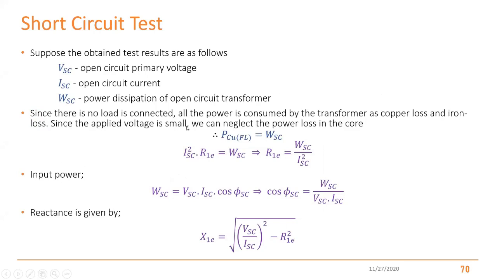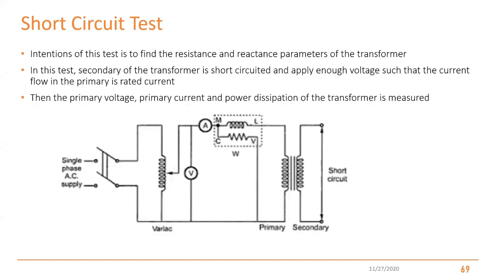We discussed that for the short circuit test, what we are going to do is short circuit the secondary winding and apply a small voltage such that the current in the primary is close to the rated current. Then we measure the voltage, current and the power consumption at that time.